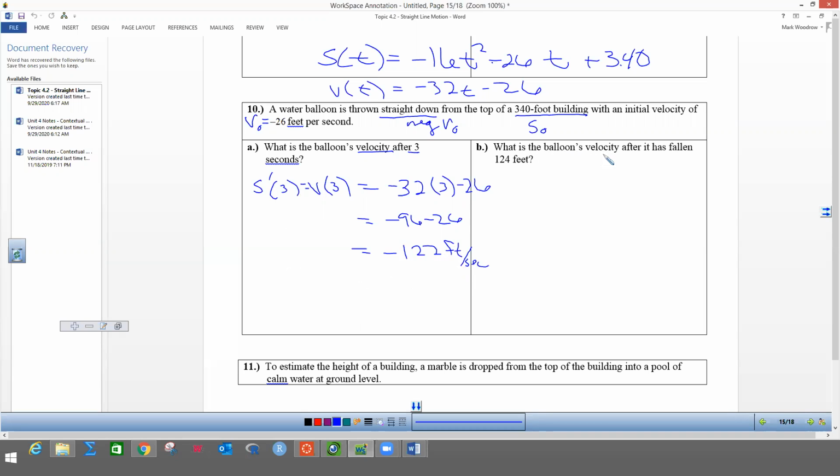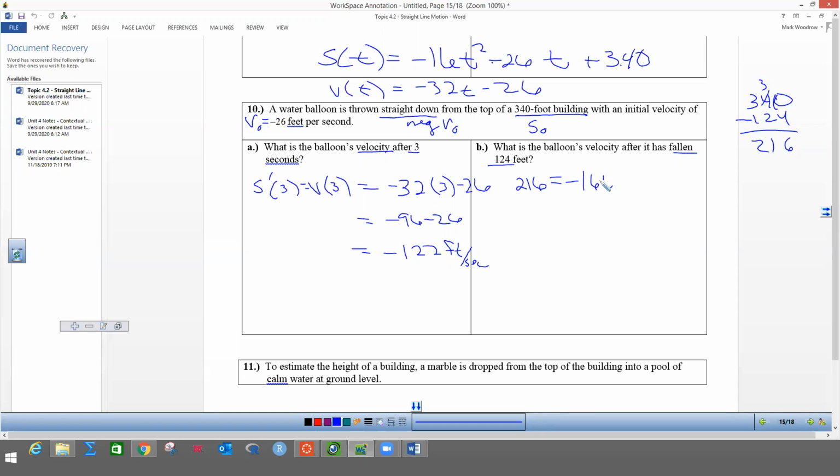And it says, what's the balloon's velocity after it has fallen 124 feet? So we need to know what the time is when the balloon's fallen 124 feet. Fallen means it's gone down 124 feet, so that's going to tell me my S of t in order to find t. If it started at 340 and it's gone down 124 feet, that means the height is going to be 216 feet. So I'm going to plug 216 feet in for that S of t.